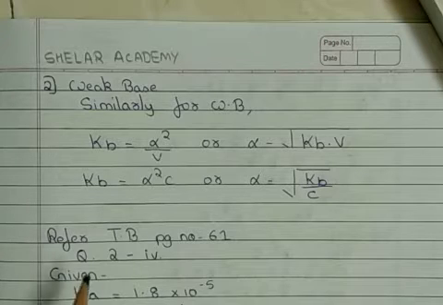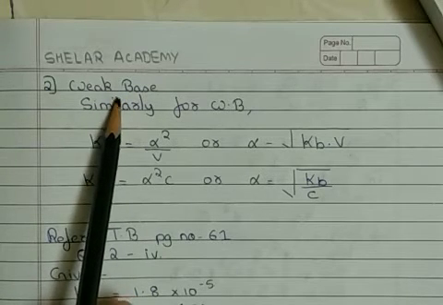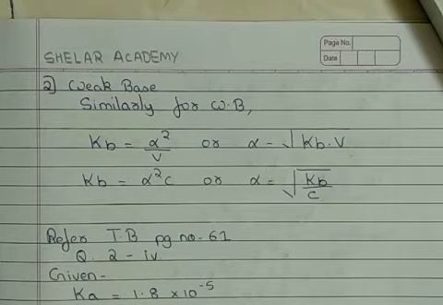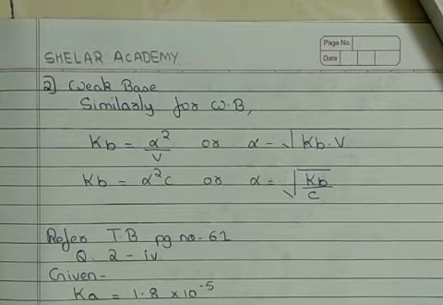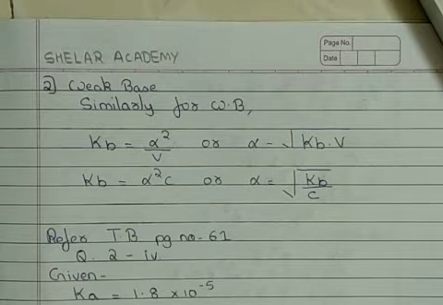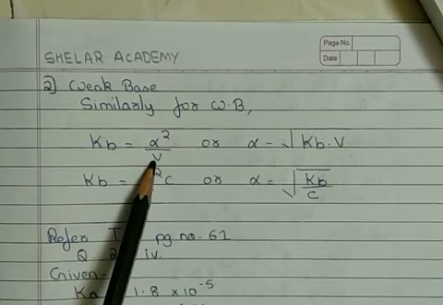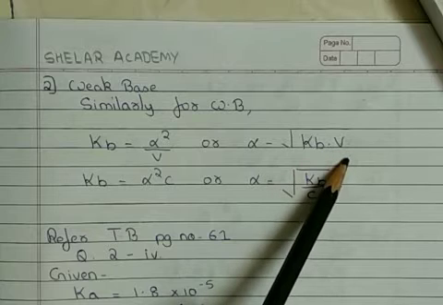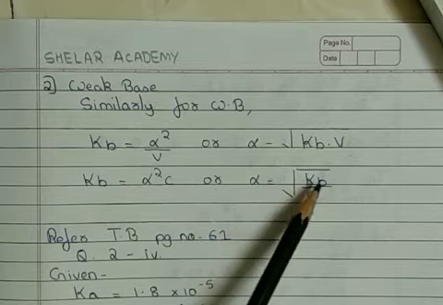In a similar way, we can do Ostwald dilution law for a weak base also. We have to consider our weak base as BOH, which will dissociate to give B plus and OH minus ions. The rest of the things will be the same, just the changes. In place of HA we write BOH, and in place of Ka it will be Kb. If we keep on substituting in the same fashion, we end up with Kb equals alpha square upon V, or alpha equals square root of Kb into V. Similarly, Kb equals alpha square into C, or alpha equals square root of Kb upon C.